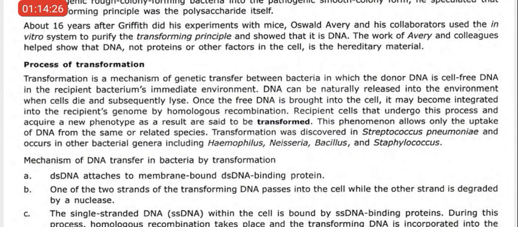Process of transformation. Transformation is a mechanism of genetic transfer between bacteria in which the donor DNA is cell-free DNA in the recipient bacterium's immediate environment. DNA can be naturally released into the environment when cells die and subsequently lyse. Once the free DNA is brought into the cell, it may become integrated into the recipient's genome by homologous recombination. Recipient cells that undergo this process and acquire a new phenotype as a result are said to be transformed. This phenomenon allows only the uptake of DNA from the same or related species. Transformation was discovered in Streptococcus pneumoniae and occurs in other bacterial genera including Haemophilus, Neisseria, Bacillus, and Staphylococcus.